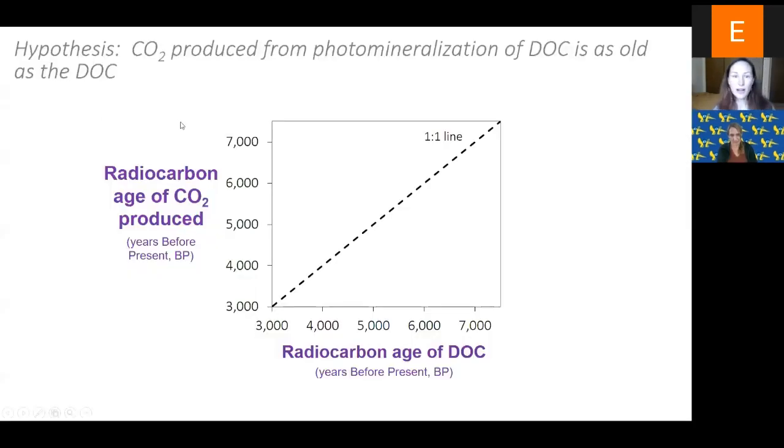So our hypothesis was that the CO2 produced from photomineralization of DOC is as old as the CO2 from which it came. Right. So if we were to measure the radiocarbon age of the DOC here on the y-axis, as well as the radiocarbon age of the CO2 produced when that DOC is exposed to sunlight, our hypothesis is that the data would fall on this 1-to-1 line, and that is generally what we observed.